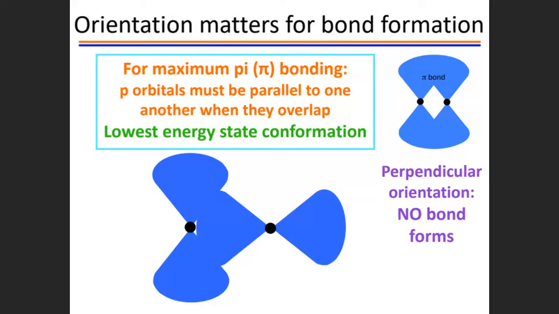Orientation matters for the bond formation. For maximum pi bonding, p orbitals must be parallel to each other. As I said, that will be like that. So they need to be parallel. If they are not parallel, the pi bond will not be formed or overlap.